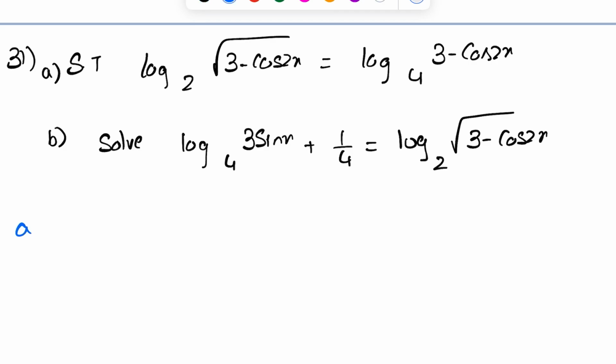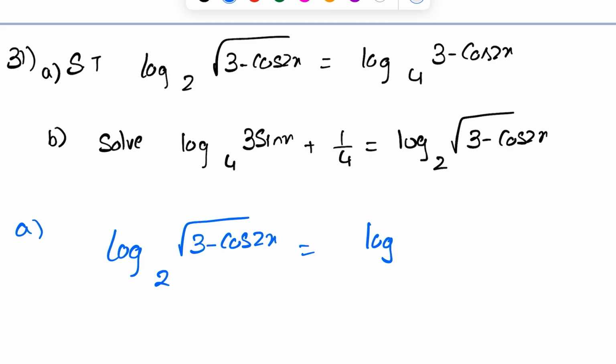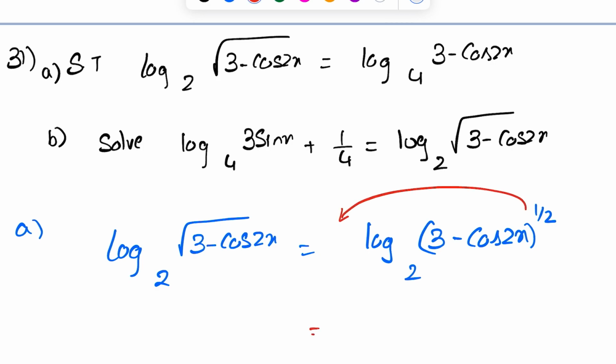So I do the first part, part A. For that, what am I going to do? Take log square root of 3 minus cos 2x to the base 2 equals log 3 minus cos 2x to the base 4. He's asking us to prove it. So what can I do? 3 minus cos 2x to the power of 1 upon 2 to the base 2. So now we know that the power 1 upon 2 comes to the front. So it becomes 1 upon 2 log 3 minus cos 2x to the base 2.